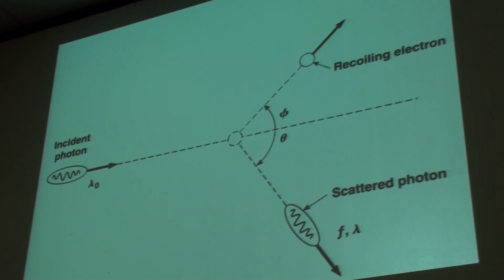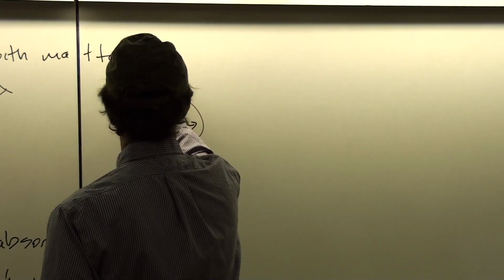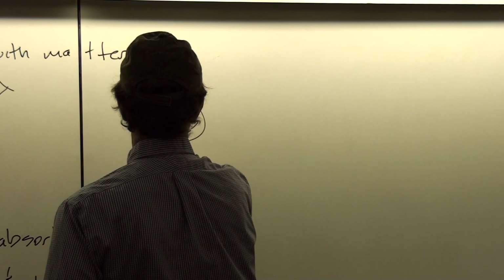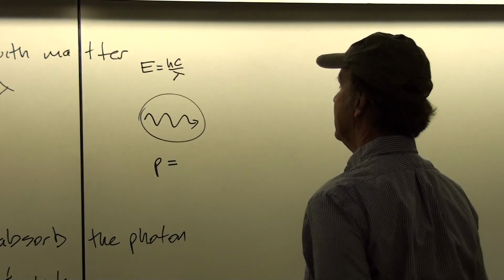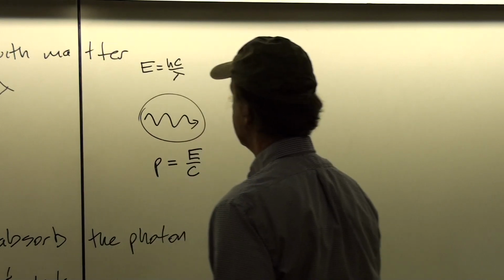Okay, so for that kind of process, we can think in terms of the conservation of energy and the conservation of momentum that is taking place in this kind of problem. And so here's our photon moving along. It's got an energy equal to hc over lambda. It's got a momentum equal to, well, how can we get that? Well, it's E over c. How do we get that?